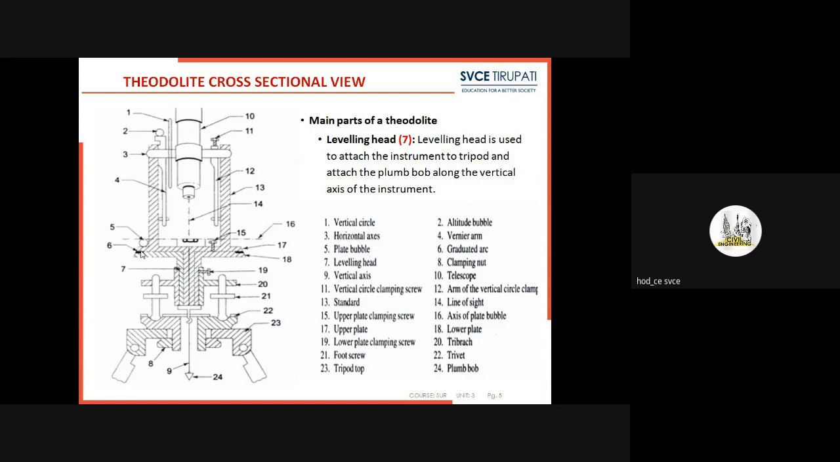Next, axis of the plate bubble, as we know, right? That is one of the axes, the horizontal axis of the complete instrument, not of a section. It is a horizontal axis for the instrument itself. Next, upper plate, lower plate. Within the horizontal graduations, we have the upper plate and the lower plate.